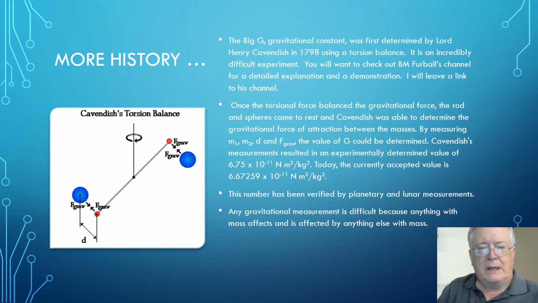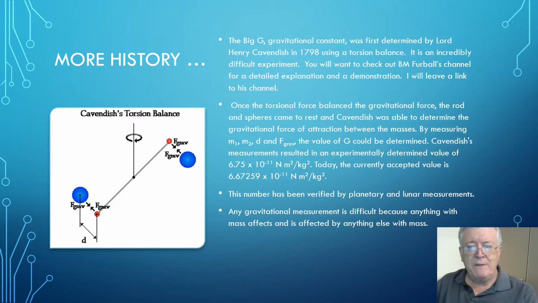So any gravitational measurement in the solar system is difficult because anything with mass affects and is affected by anything else with mass. So you measure the force between the Earth and the Sun, but you have to remember there's a force between the Earth and Jupiter. So all of those things have to balance, and it's quite a tedious calculation. You can just imagine trying to do that back before there were computers.